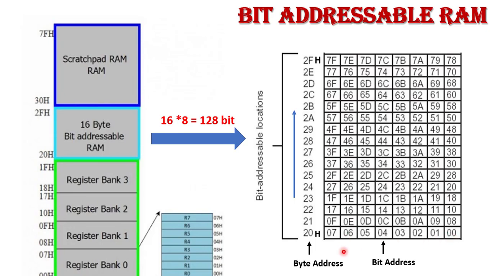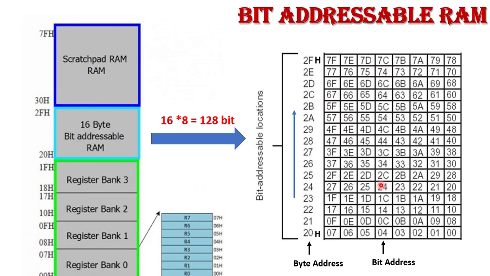This bit is stored in the 20H byte address, and the last bit, that is 7FH, is stored in the 2FH byte address. This address is incremented in the upward direction. The bit addressable area is used by the user. If the user wants to perform a 1 bit operation, we use the bit addressable area to store only 1 bit rather than using the whole byte.